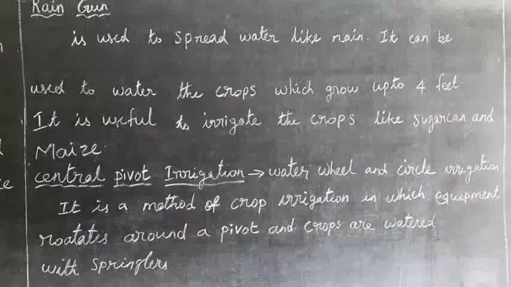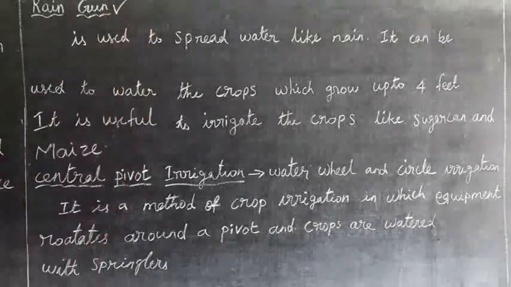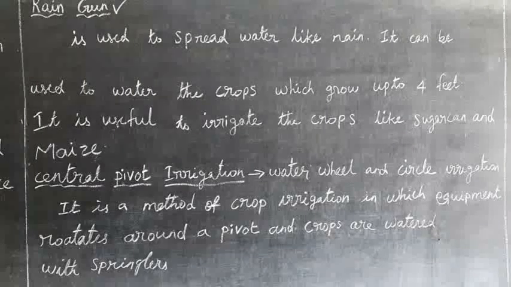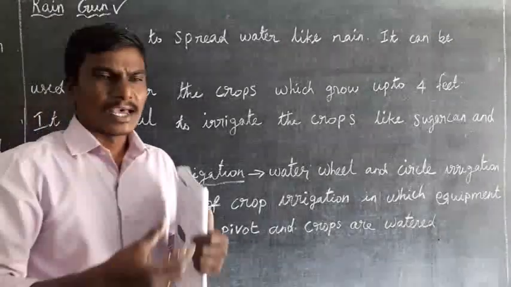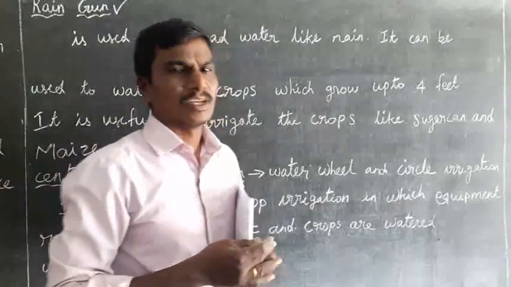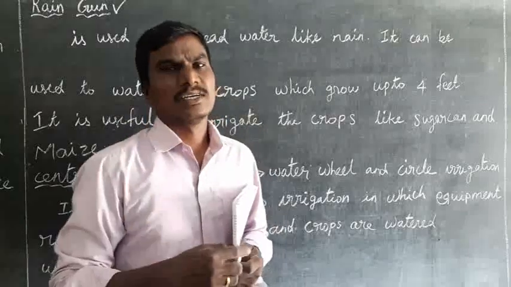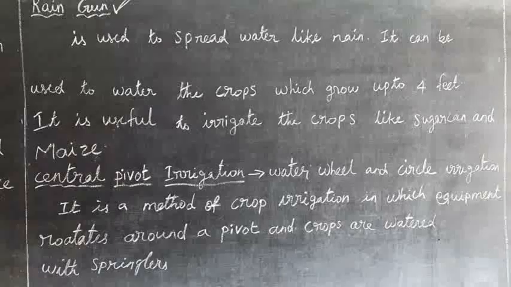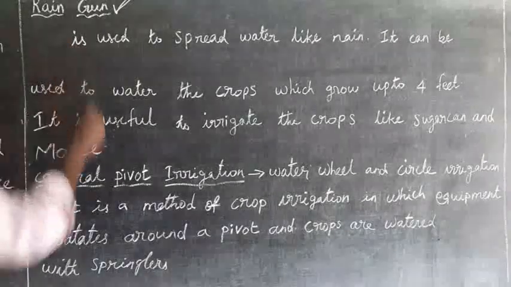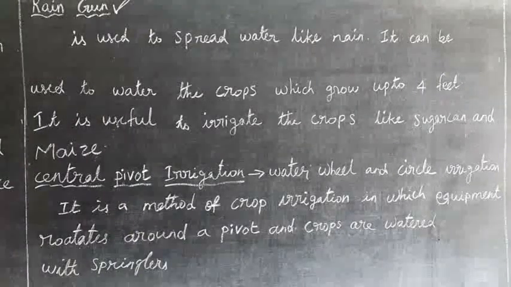Next one is rain gun. The rain gun irrigation method is used to spread water like rain. With the rain gun, the water falls like rainfall, like a drizzle. The rain gun irrigation is used to spread water like rain.